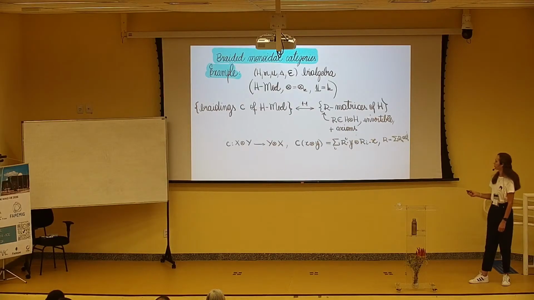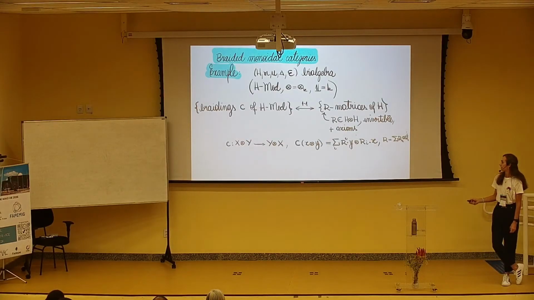So how this works: if you want to define C like this, suppose my R is some R_i tensor R^i, then the braiding is just R_i acting on Y. Remember X and Y are H-modules, they have an action. So you act with the second one on the second one and put it in the first place, and act the first one on the first one and put it in the second place. So you can prove this is a braiding if and only if R is our R-matrix.